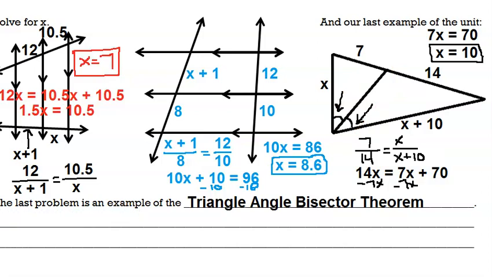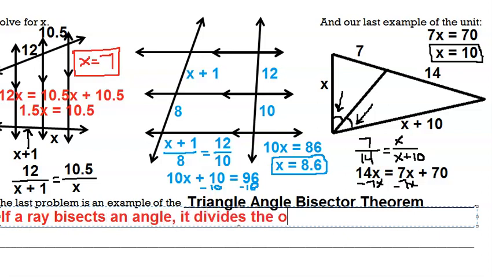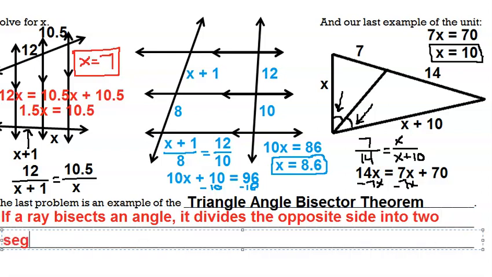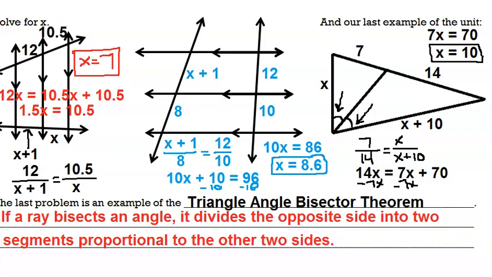All right, so the rule officially says if a ray, in this case it was a segment, the same idea, bisects an angle, it divides the opposite side into 2, and the 2 segments that it creates will be proportional to the other 2 sides. So when you use the angle bisector and cut this segment into 2 pieces, they will be proportional to these 2. Okay, so that's the way it breaks down.